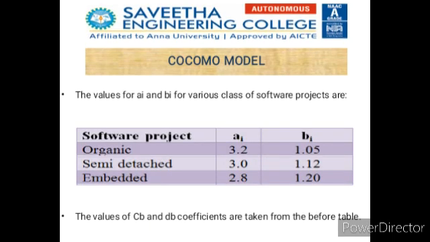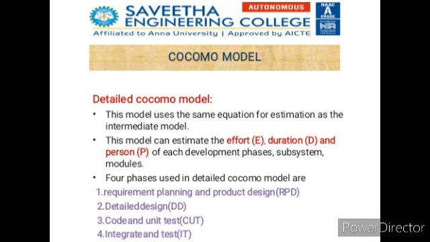Values for the ai and bi coefficients for various classes of software projects are mentioned here. Here we can infer that the organic mode has a higher coefficient value than the embedded. The values of coefficients C and D are taken from the earlier table. Coming to the last model of the Cocomo model, the detailed Cocomo model uses the same equation for estimation as the intermediate model.